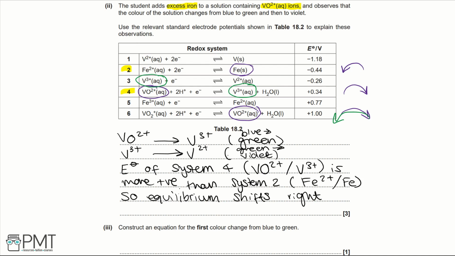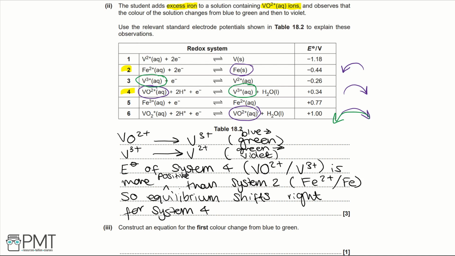And so to get the marks for this question, you get a mark for describing the correct colour changes. So both colour changes get a mark. Then you get your second mark for talking about the electrode potential of system 4 being more positive than system 2. And then you get your third and final mark for saying that the equilibrium shifts right, and this is the equilibrium shifting right for system 4. So all of this gets you your 3 marks for this question.